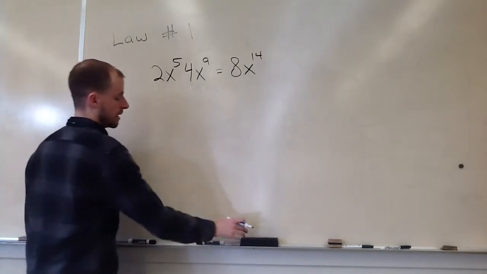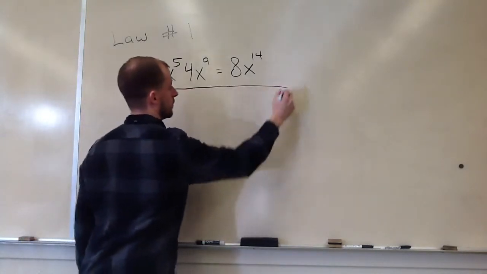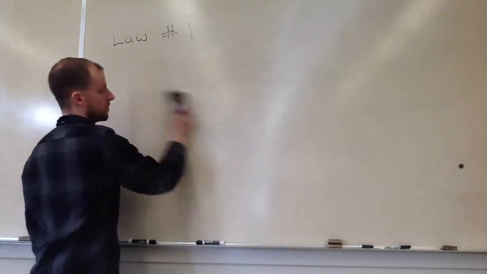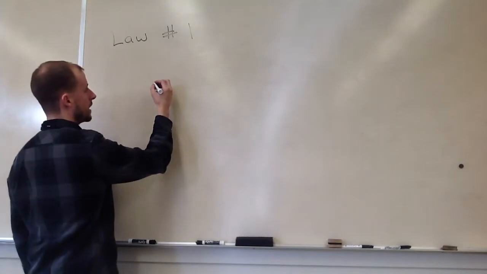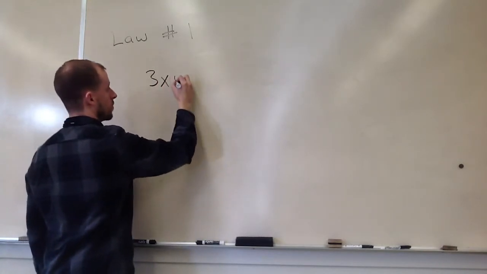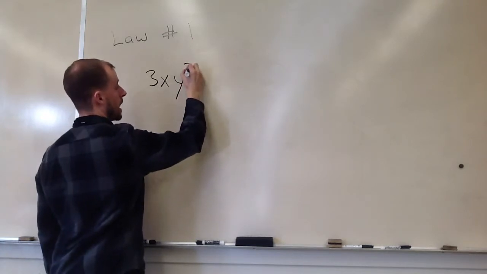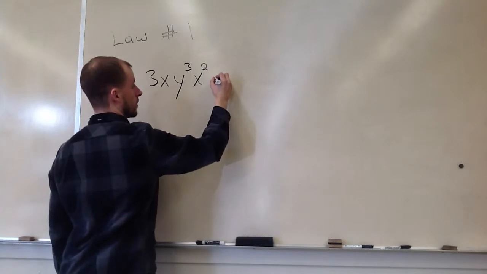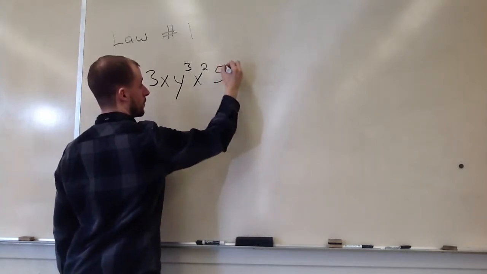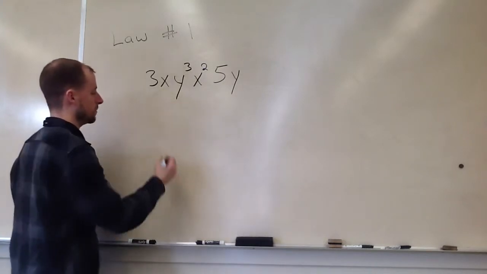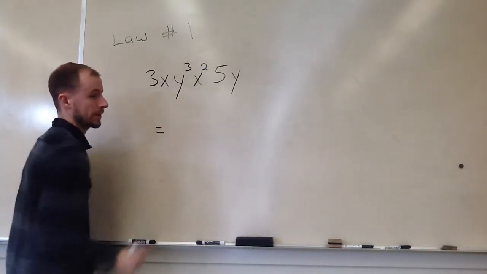I can give you another example. So here's another one. Or I'll erase it so that you can see easier. Let's say we had 3x y to the 3rd power times x squared times 5y, let's say. Okay, so how do I simplify that? I'll write what it equals down here.